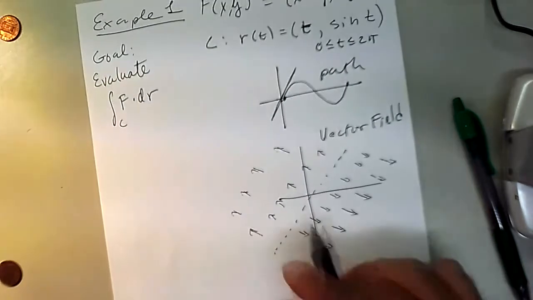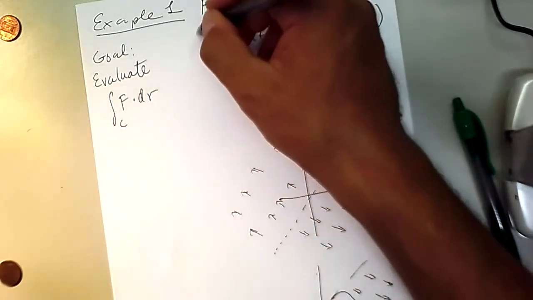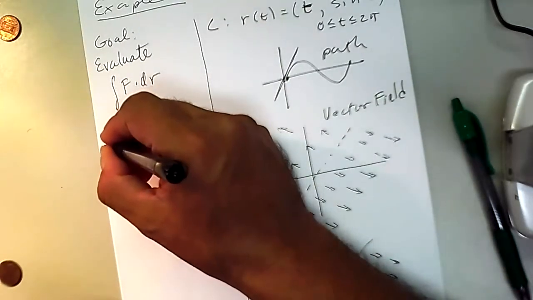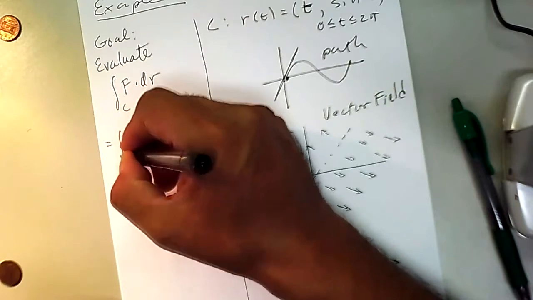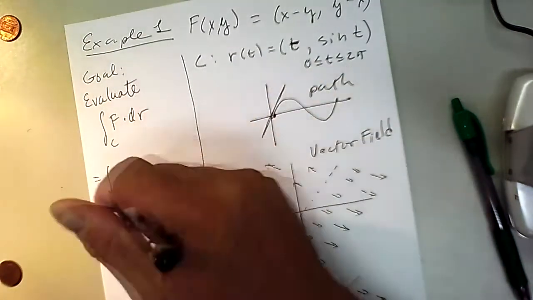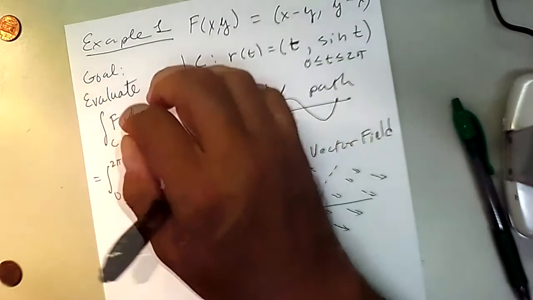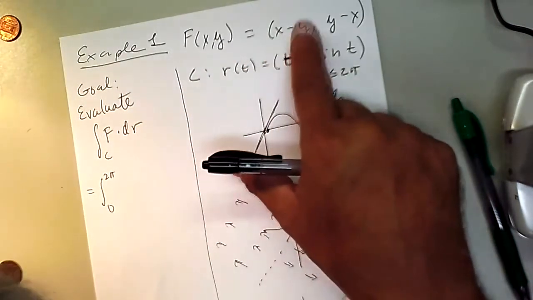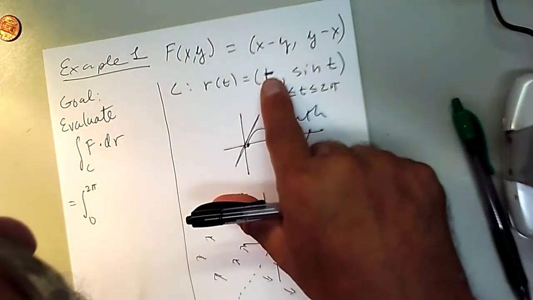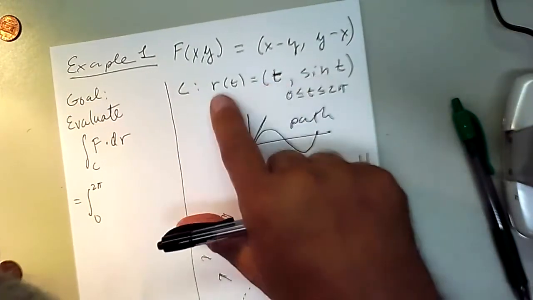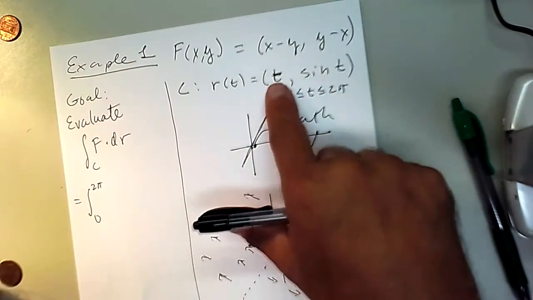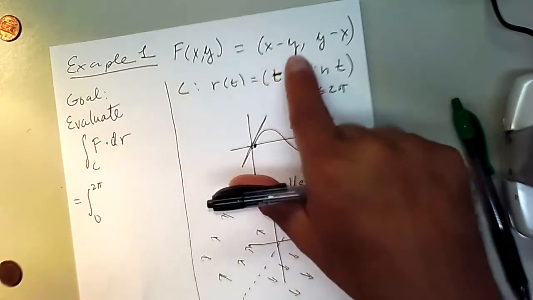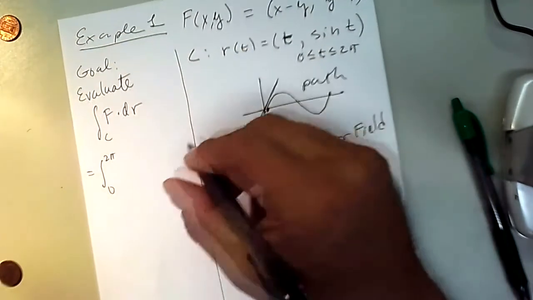Okay, so let me draw a line here. And this is going to be the integral from 0 to 2 pi of the field, which is x minus y, except we're going to use this for x and that for y. So remember, the path tells you the x and the y. This is x and this is y. So t, because that's x, minus sine of t, because that's y.